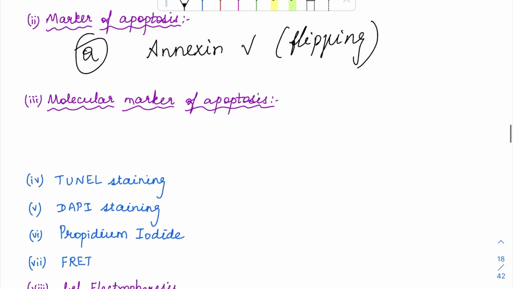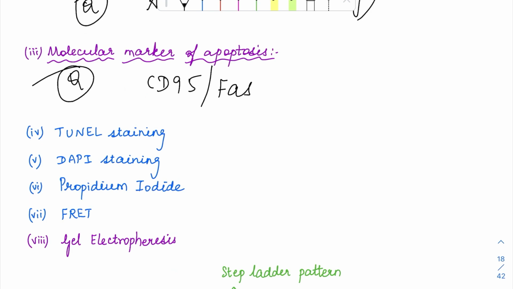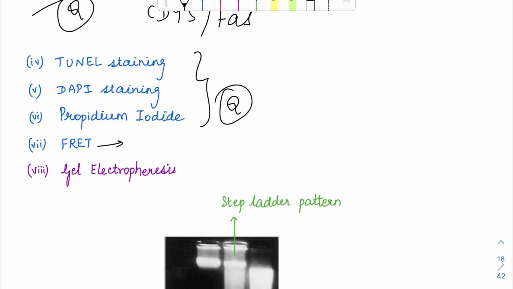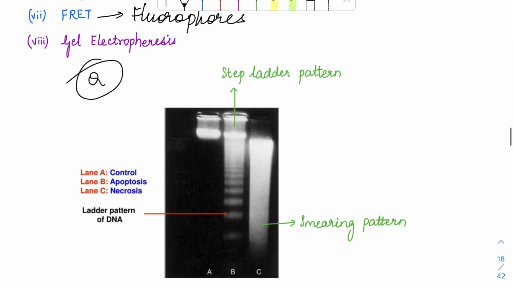So what is the molecular marker of apoptosis? As the name suggests, there is going to be some molecular study to identify this marker. It is going to be CD95. CD95, or FAS, we can identify with flow cytometry, and this is going to be the molecular marker for apoptosis. Other than that, we can use certain staining techniques like TUNEL staining, DAPI staining, and propidium iodide staining also for detecting apoptosis. Then you can use FRET, which uses some fluorophores to identify apoptosis. Then, most importantly, you can use gel electrophoresis.